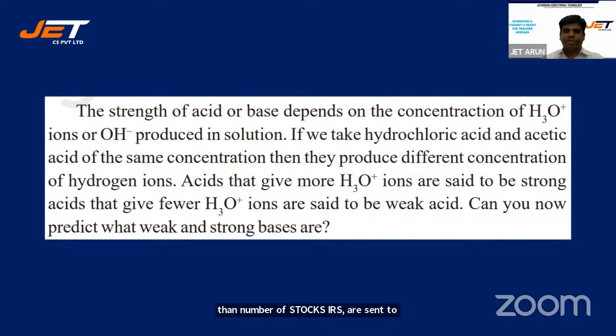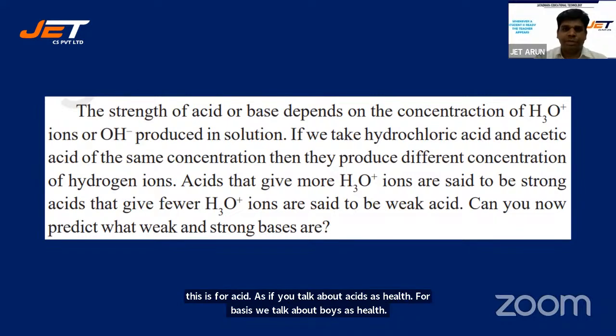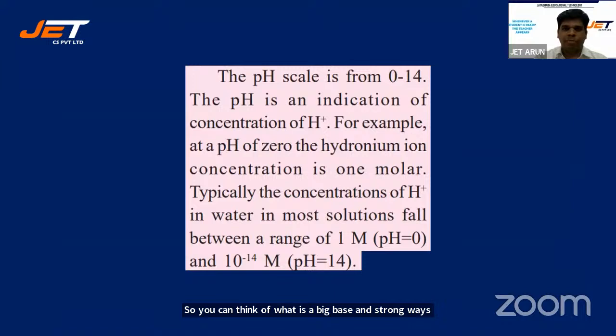So this is for acids. For acids, we talk about H3O plus ions. For bases, we talk about OH minus ions. So you can think of what a weak base and a strong base are now. In a strong base, the OH minus ions concentration is higher. If the OH minus ions concentration is lower, it is a weak base.